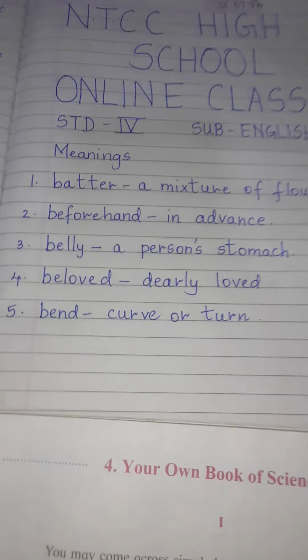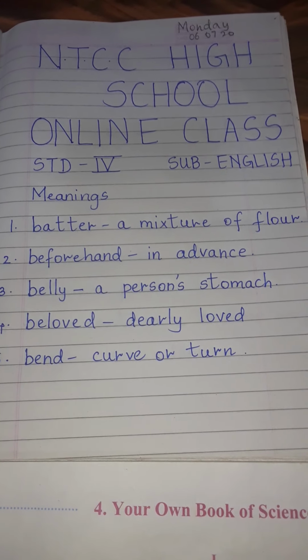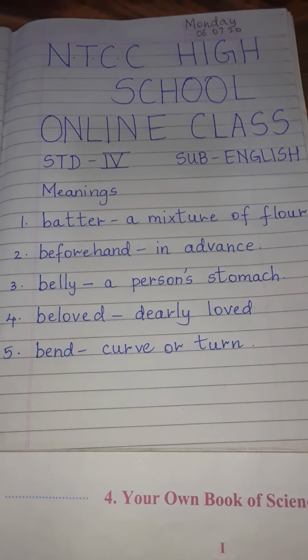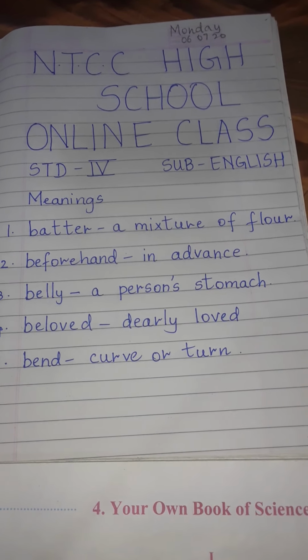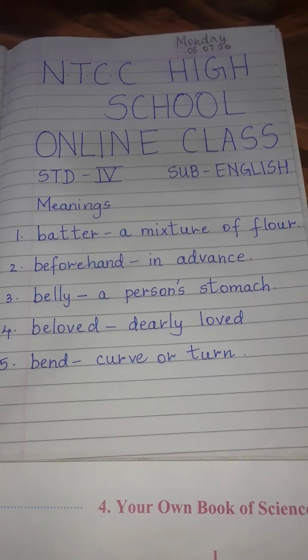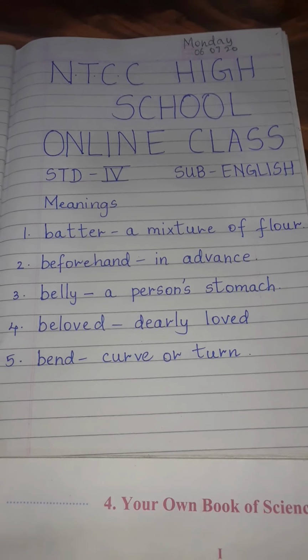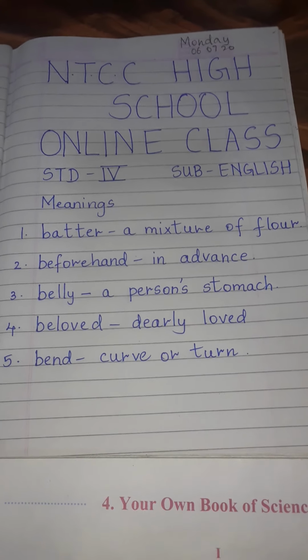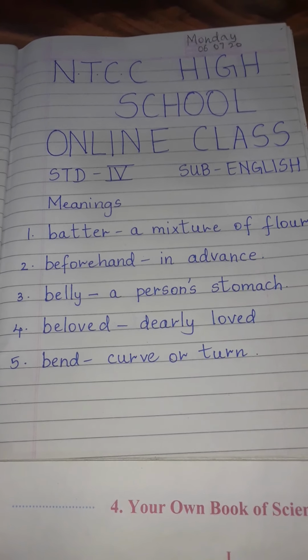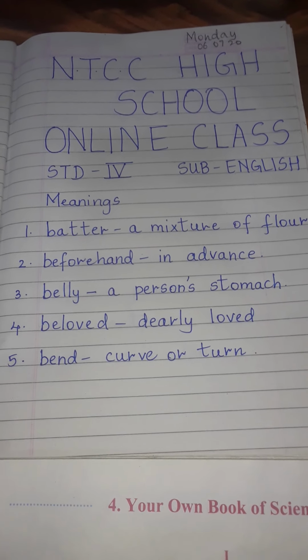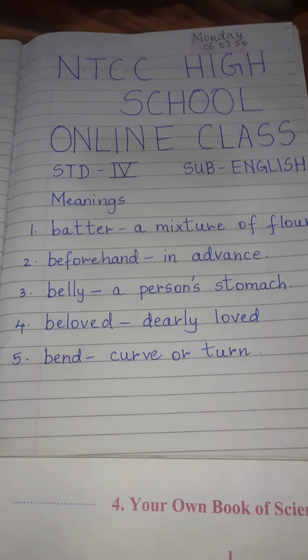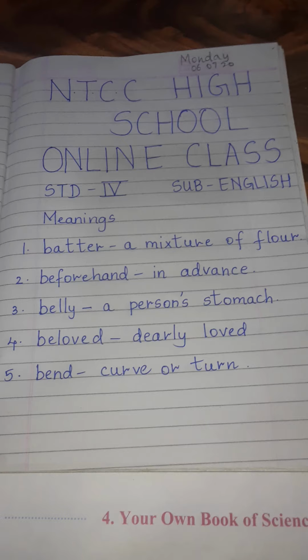Okay. Now these are the five meanings that we come across every day. First one is batter, a mixture of flour. Whenever your mother makes chapati for you, she needs the flour, right? Second meaning is beforehand, in advance. Third, belly, a person's stomach. Fourth, beloved, dearly loved. Bend, curve or turn.